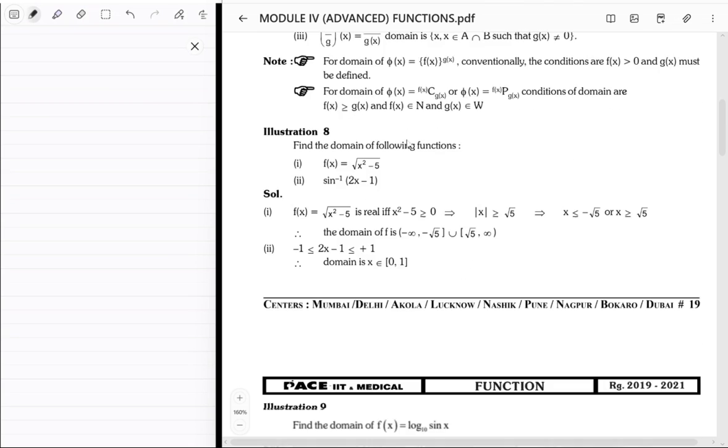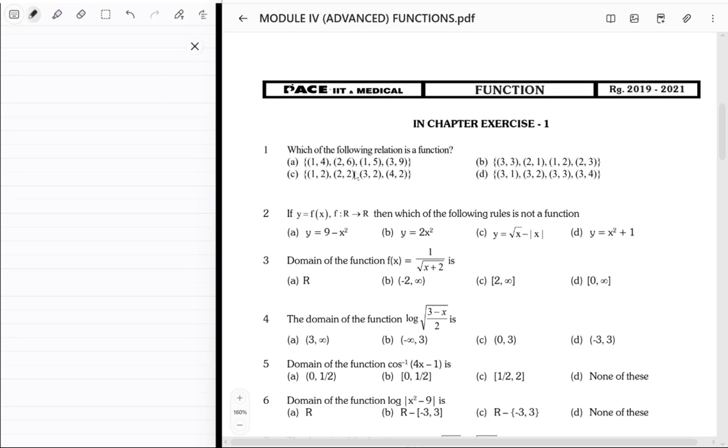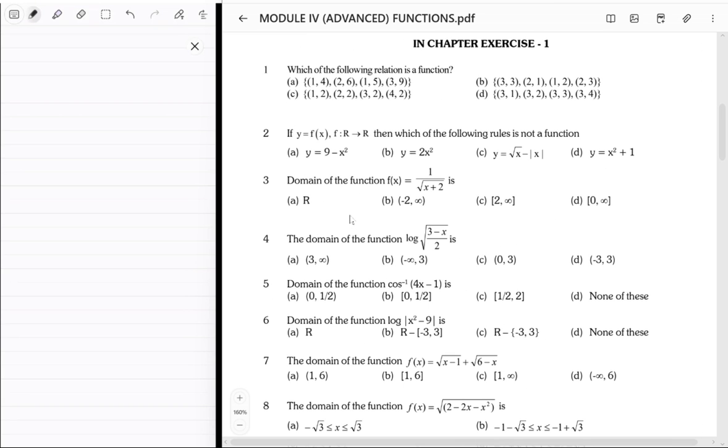Find the domain of the following. We don't have to do this, we just have to go to the interfaces. Yeah, there we go. First exercise. You got these many, right? Cool, let's do the thing. The first exercise: which of the following sets is a function? So you got 1 to 4, then 1 to 5. Okay, first one is not a function because 1 to 4 and then 1 to 5.